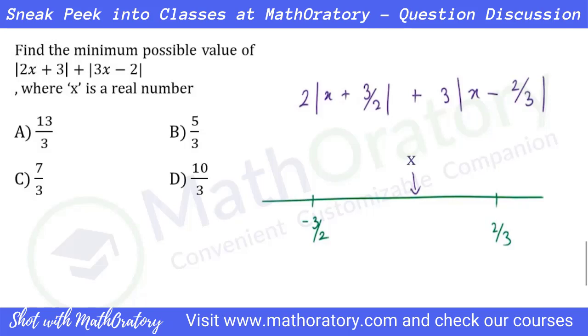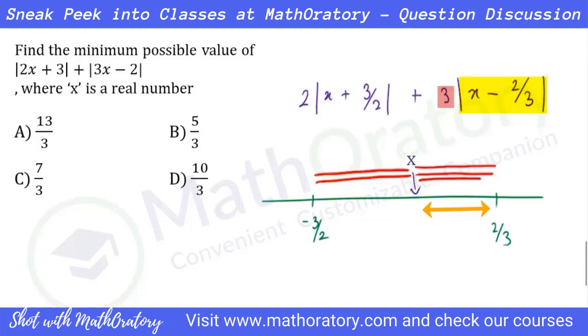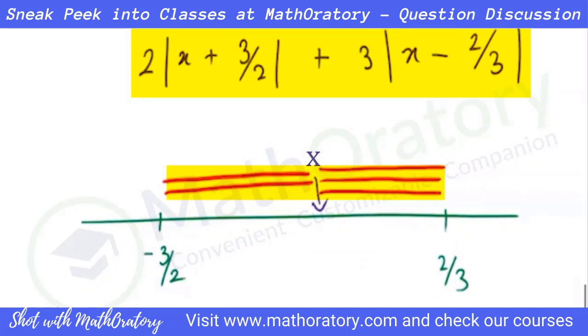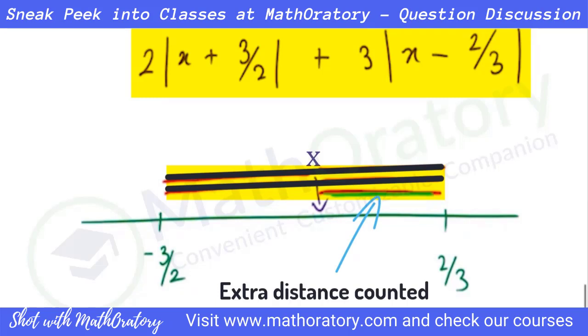Now, once we place x anywhere in between these two, the distance between x and minus 3 by 2 will be counted twice. And the distance between x and 2 by 3 will be counted thrice. So if you look at this sum of distances now, the entire distance between minus 3 by 2 and 2 by 3 has been counted twice for sure. But you have this extra bit of distance from this last line on the right hand side. So from x to 2 by 3, this extra distance is counted one time. So we need to minimize this one.